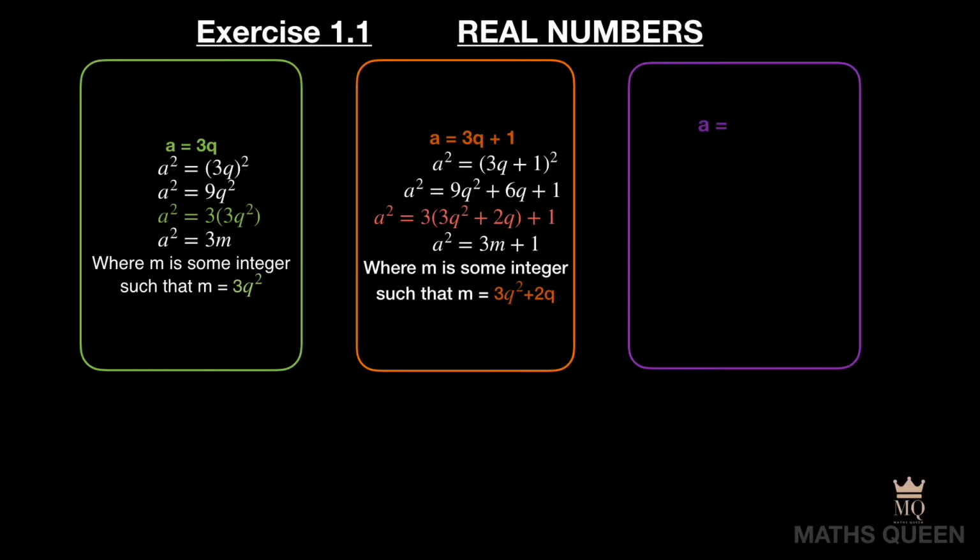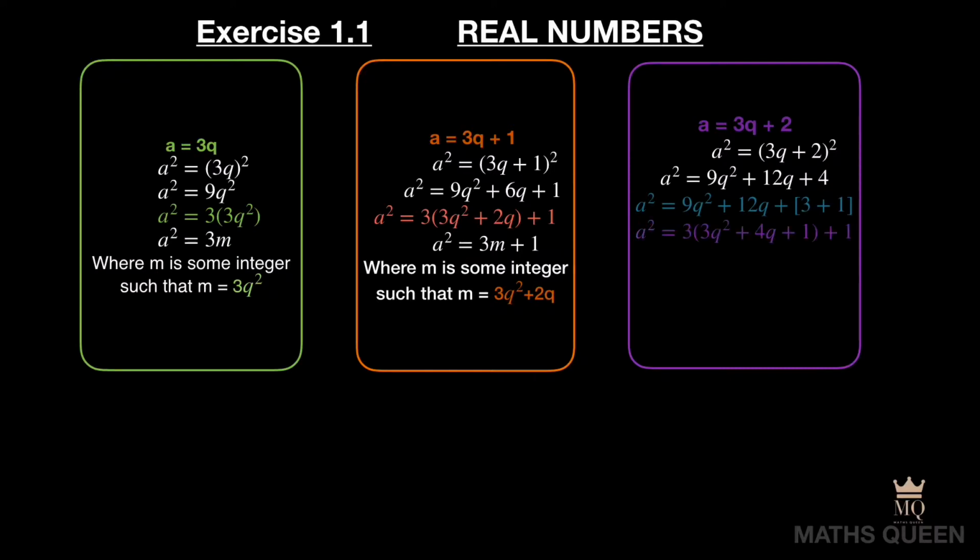Case 3, a is equal to 3q plus 2. So squaring on both sides, we have a square is equal to 3q plus 2 the whole square, that is equal to 9q square plus 12q plus 4. Here see it is ending in plus 4, but we should prove it as plus 1. So we split 4 as 3 and 1. Rewriting the equation, we have a square is equal to 9q square plus 12q plus 3 plus 1.